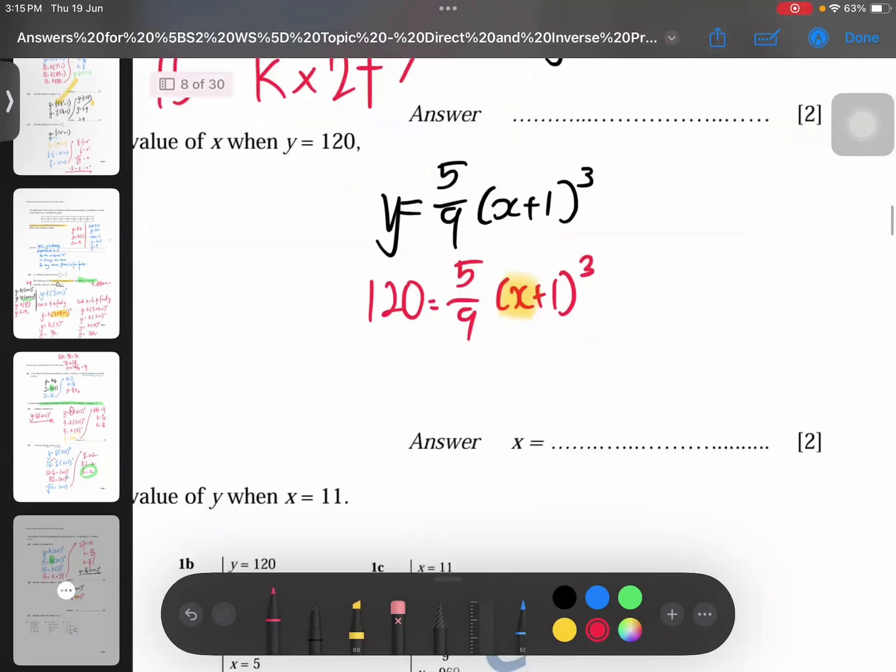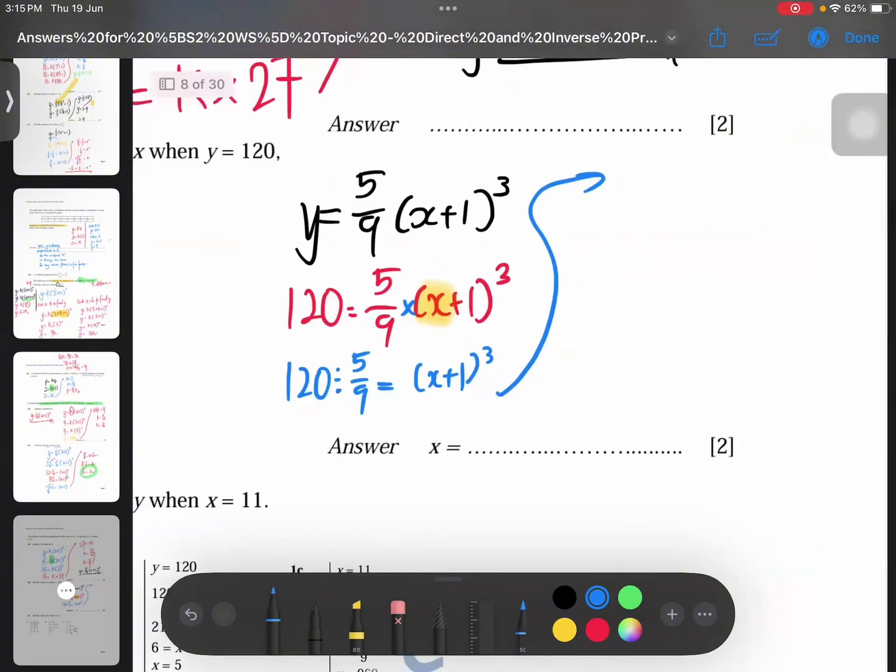Am I making sense? All right, so over here, you can see that this is a multiplication. So your job is to do 120 divided by 5 over 9 first, equals x plus 1 to the power of 3. Can you understand? Okay, then from here, you're going to press your calculator: 120 divided by 5 over 9. When you do 120 divided by 5 over 9, you get 216, right? So x plus 1 to the power of 3.